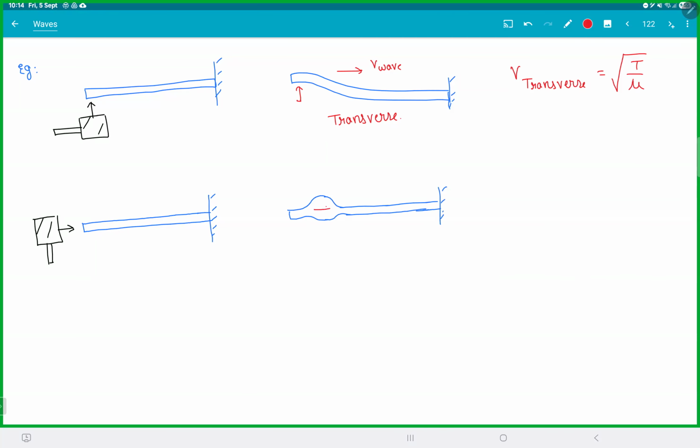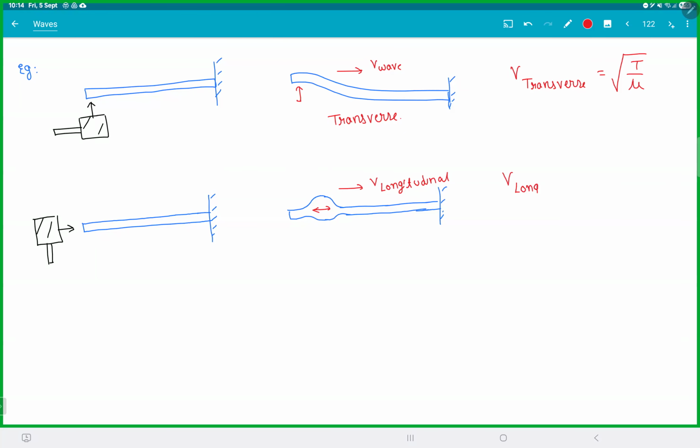And this bump is oscillating front and back, and the wave is going this way. This is your longitudinal wave. So you can actually generate both the waves in a rod. And this is what actually happens during an earthquake. In an earthquake, we get something called P waves and S waves. P waves are pressure waves, and S waves are shearing waves, which are actually transverse waves.